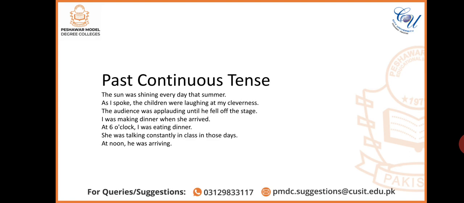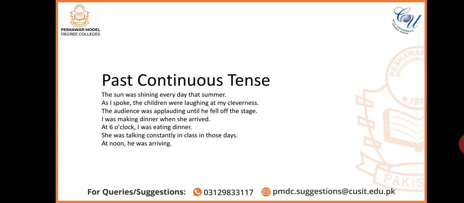Now, let's discuss past continuous tense. The sun was shining every day that summer. The past continuous is with was and were. As I spoke, the children were laughing at my cleverness. The audience was applauding until he fell off the stage. Was applauding. I was making dinner when she arrived.